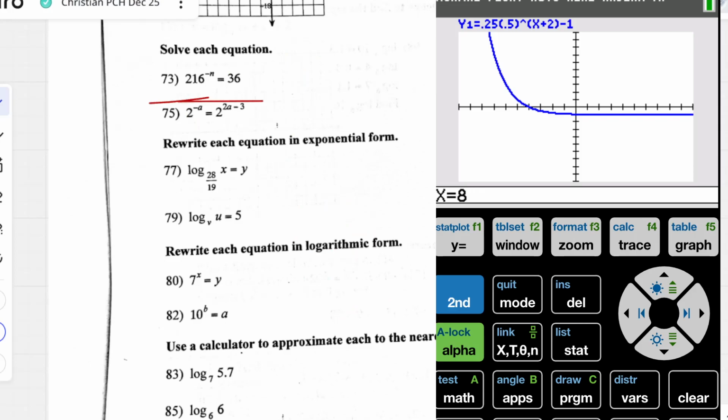I'm just going to do one more. I'm going to do this guy, number 75. Now you probably remember how to do that. Since the bases are the same, you just set these exponents equal to each other.